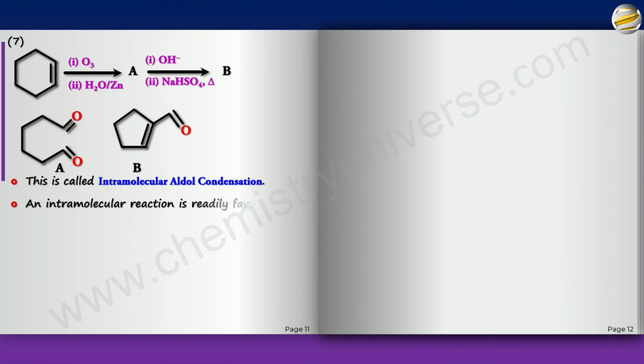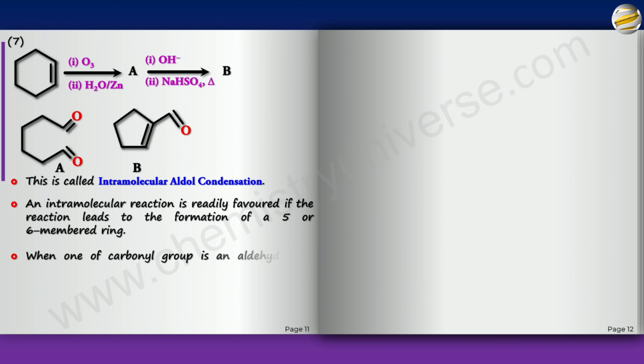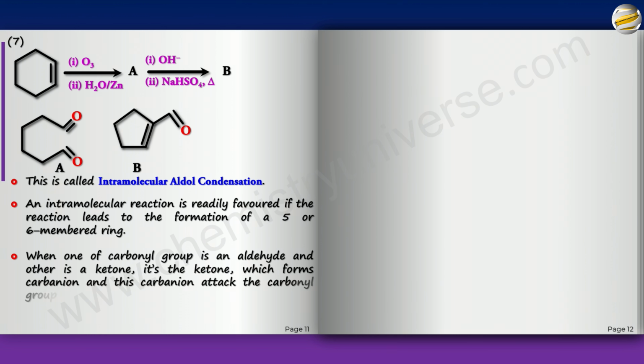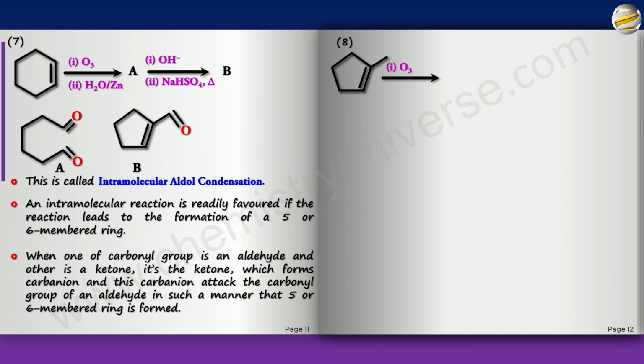So an intramolecular reaction is readily favored if the reaction leads to the formation of a 5 or a 6-membered ring. Now, if one is an aldehyde and the other is a ketone, it's the ketone which forms the carbanion, which we've already discussed, and this carbanion will attack the carbonyl carbon of the aldehyde in such a manner that a 5 or 6-membered ring is formed. So try this. Pause the video now. Make sure you do the product on your own.